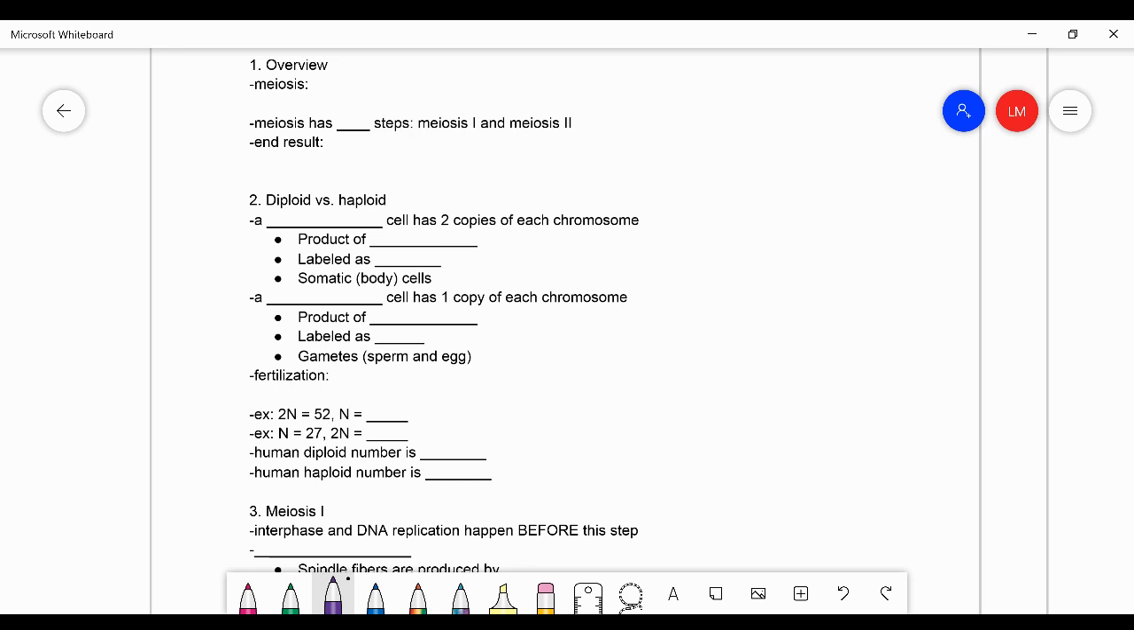This video covers the process of meiosis. Meiosis is the process of making gametes. Gametes is our fancy science word that means sex cells.